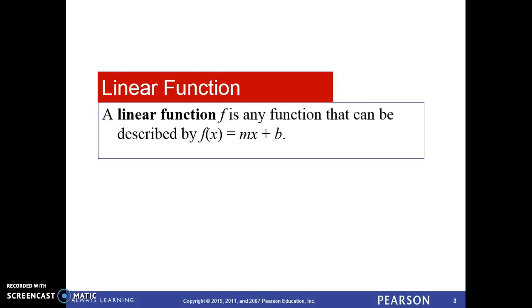The m is still the slope, the b is still the y-intercept. We can still plot points by putting in a value for x and solving for f of x. Again, f of x is just another name for y. Okay, so just keep that in the back of your mind as you're looking at this.